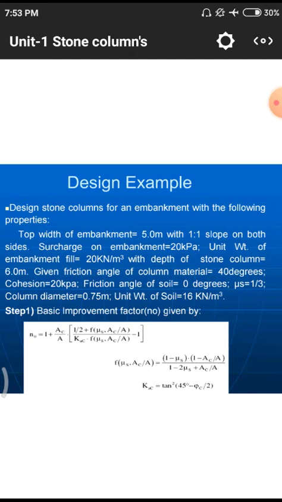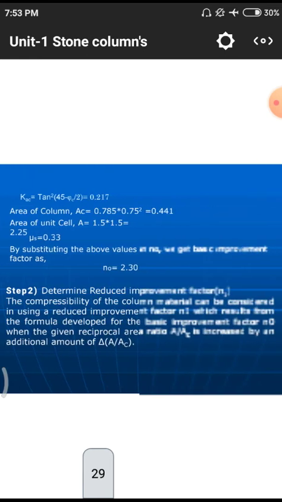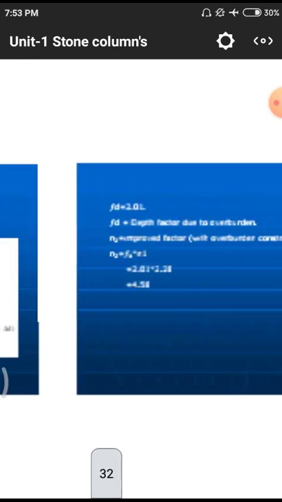By using this formula, N equal to 1 plus AC by A into 1/2 plus F, where F is the friction angle, mu s, and AC by A means area of column by total area. We will obtain these formulas. This is the calculating procedure.